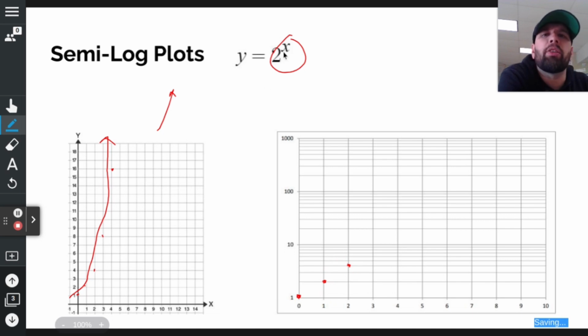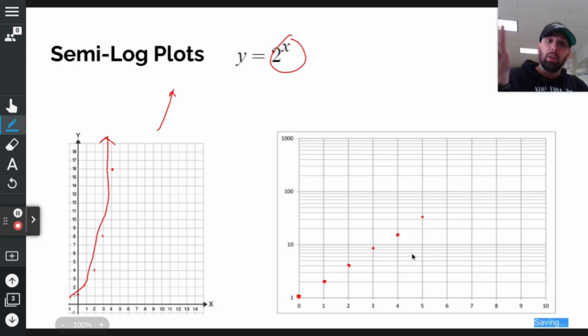If I plug in 3, I get 2 to the 3rd, which is 8. And if I plug in 4, I get 2 to the 4th, which is 16. So here's 10. That would be 20, according to my semi-log plot. That's 20, 30, 40. So 16 is probably somewhere around there. If I plug in 5, I get 32. So here's 10, 20, 30, 32 looks to be there.